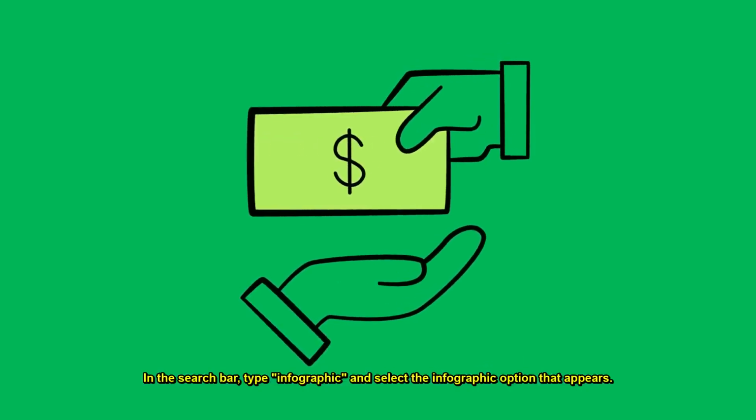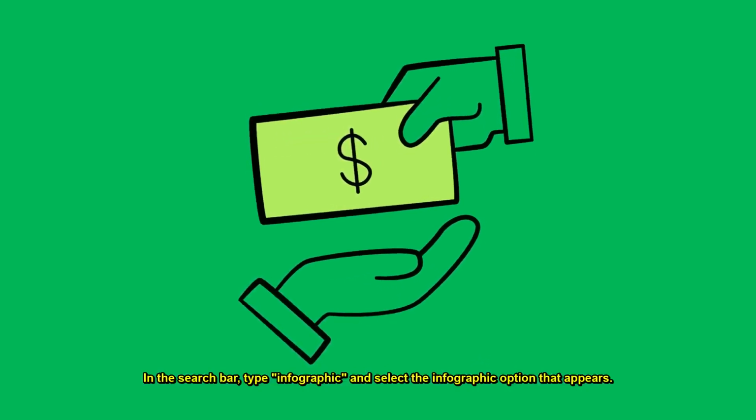In the search bar, type infographic and select the infographic option that appears. You'll see a variety of templates on the left side of the screen. Scroll through the templates and choose one that fits your style and message. Click on the template to open it in the design editor.